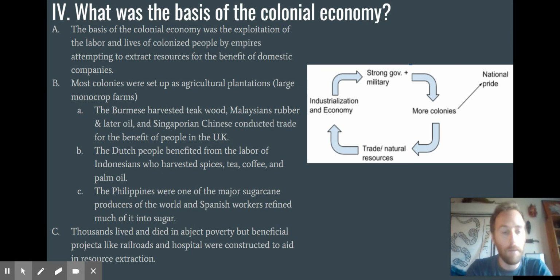The Dutch people in the Netherlands benefit from Indonesian people who are harvesting spices, tea, coffee, and palm oil. So the Netherlands is one of the richest countries in the world now. Indonesia is not, but the labor of Indonesians of past generations helped make the Netherlands as rich as it is now. The Philippines, similarly, for the United States, was one of the largest sugarcane producers in the world. The Spanish benefited, people in Spain benefited from that, and then Americans did once the Americans took over that colony. Basically, thousands lived and died in abject poverty, but there were some beneficial projects like railroads and hospitals, but those were all built effectively to aid in the extraction of resources.